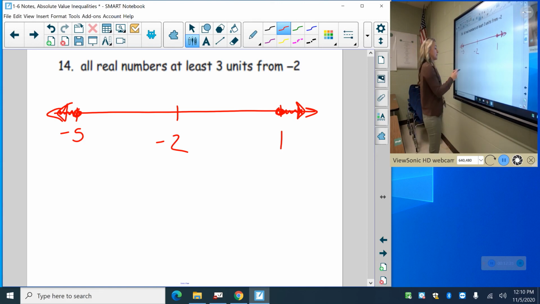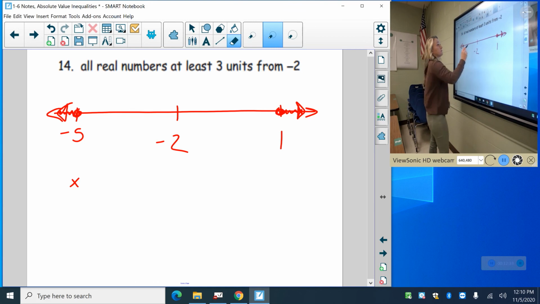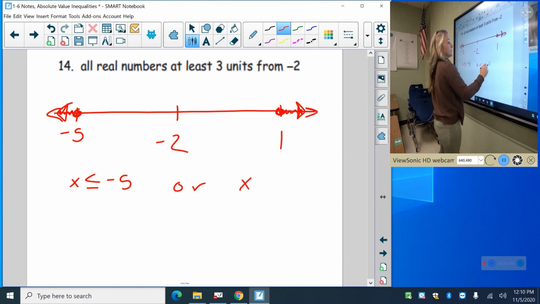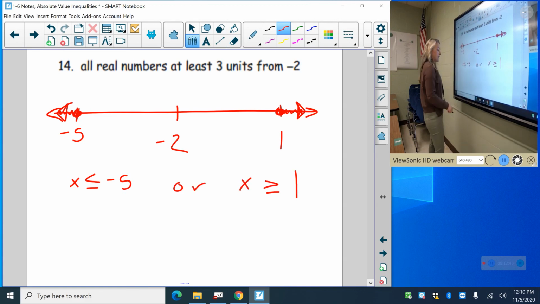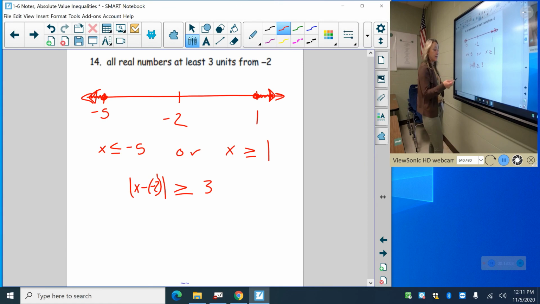So what happens is we have x is less than or equal to negative 5, or x is greater than or equal to 1. So let's think about that. We know that the distance has to be more than 3 units or equal to 3 units away. And I know that negative 2 has to go in there. Well, if I put in x, we'll try minus a negative 2, which actually changes it to plus. Let's see if that works before we consider that our final answer.